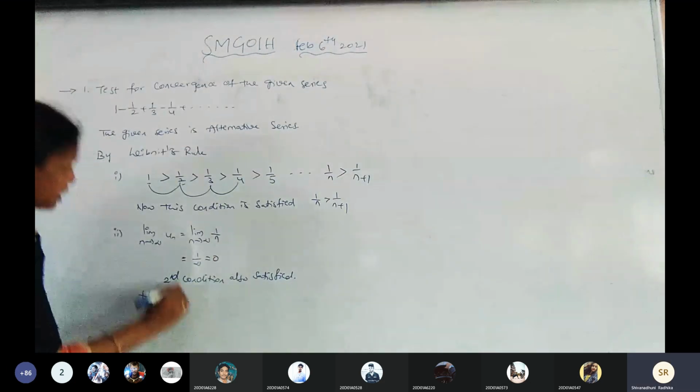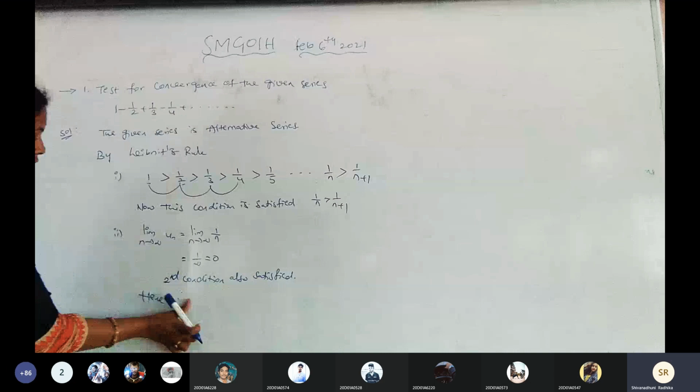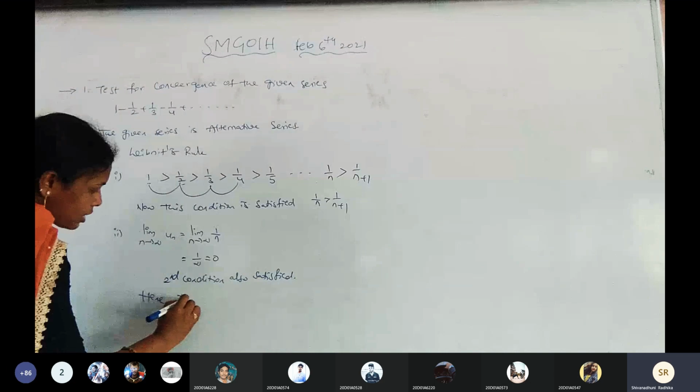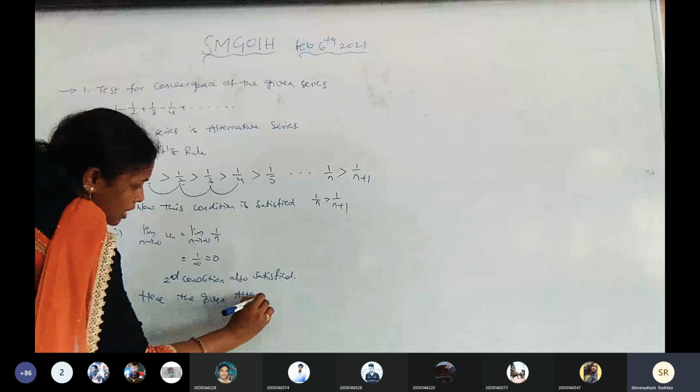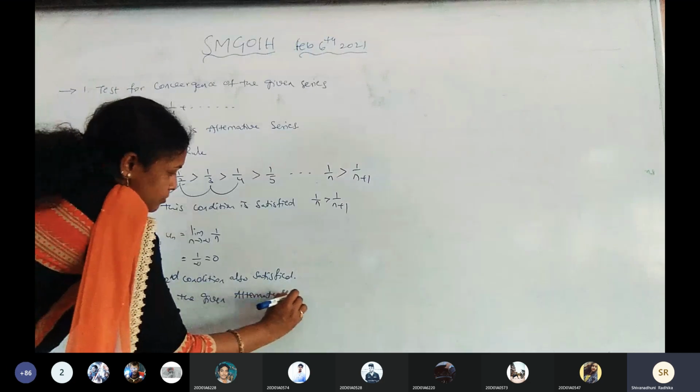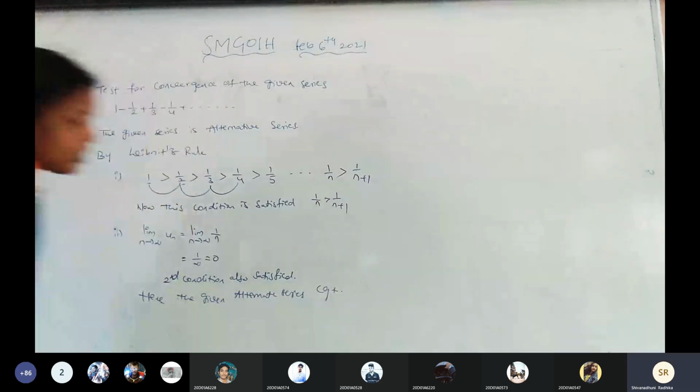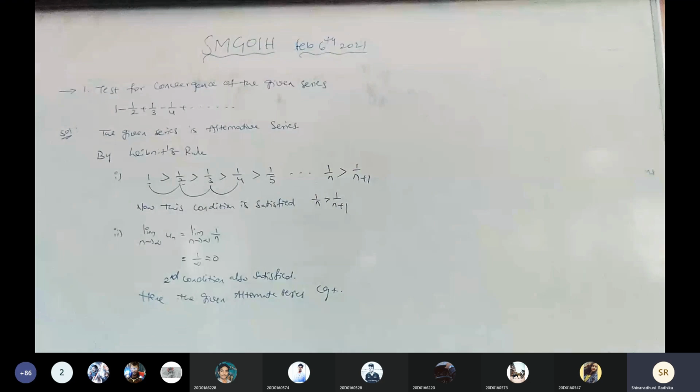Hence, summation un, the given alternate series, is convergent. Doubts?